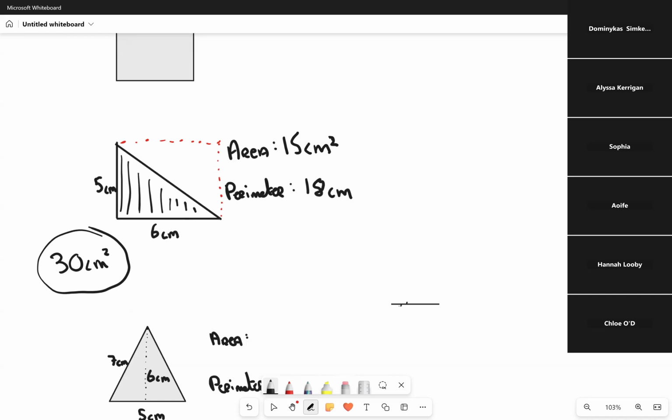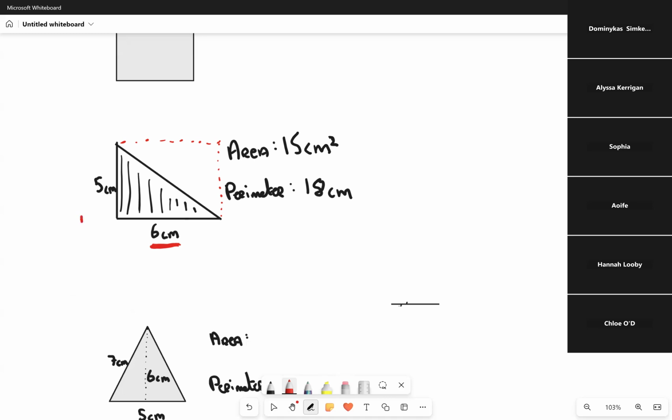Not 6, no, no. We want to get half of it. So divide by 2. Very good. Okay. Now, you're saying base multiplied by perpendicular height, and people are looking, going, what does that mean? Well, let's look at it. The base of this triangle, remember, the bottom of it. Here it is, 6. So we're going to multiply the 6 by the perpendicular height.